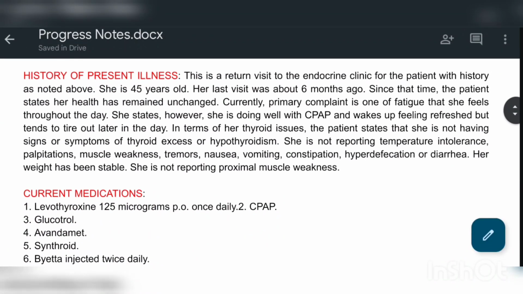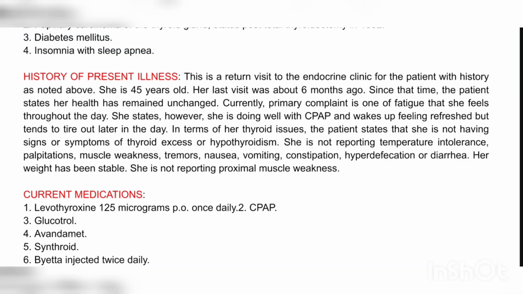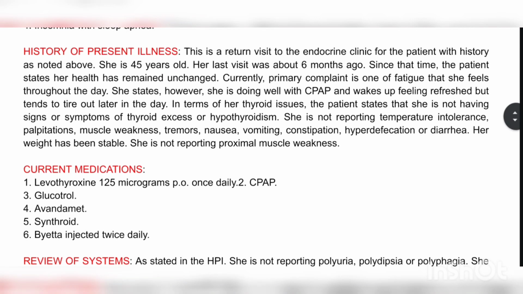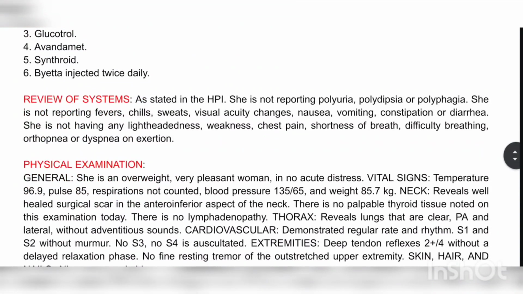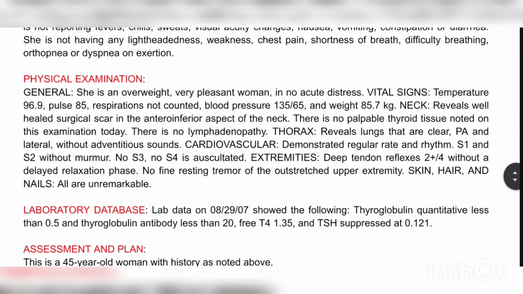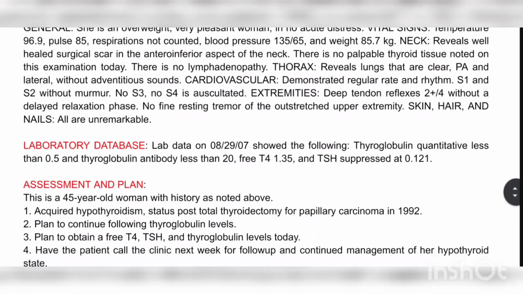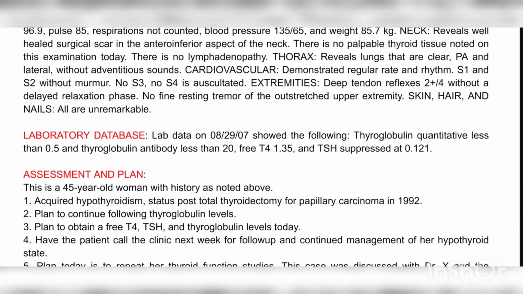The patient came for a return visit to the endocrine clinic. The patient returned to the clinic for hypothyroidism. Next is medications. The patient is on levothyroxine, glucotrol and synthroid. Next is review of systems. Next is the physical exam done by the physician. Next are some laboratory details.